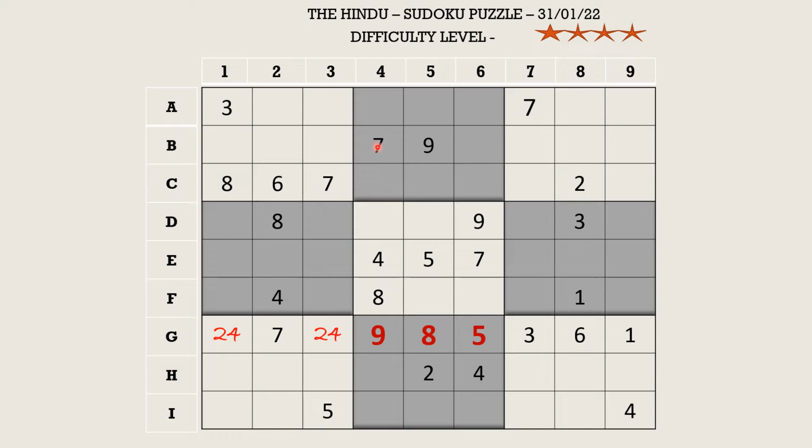There is a 7 in the 6th column which blocks this cell. There is a 7 in the 4th column which blocks these 2 cells. So I5 takes 7.